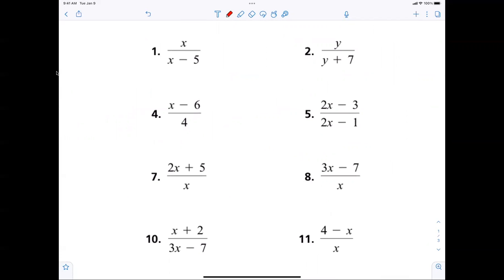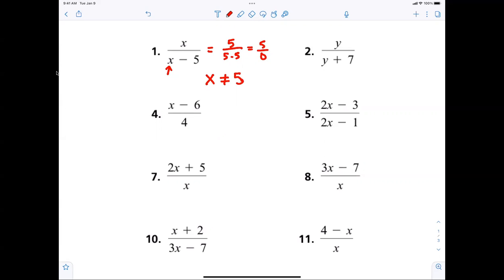What value of x would make it undefined? It would be 5. The reason it's 5 is because if I were to let x equal 5, I would end up with 5 over 5 minus 5, which is 5 over 0. That would come up as an error, or it's undefined. So what we say is x cannot equal 5. That's how I want you to address that. X can be anything else except 5.